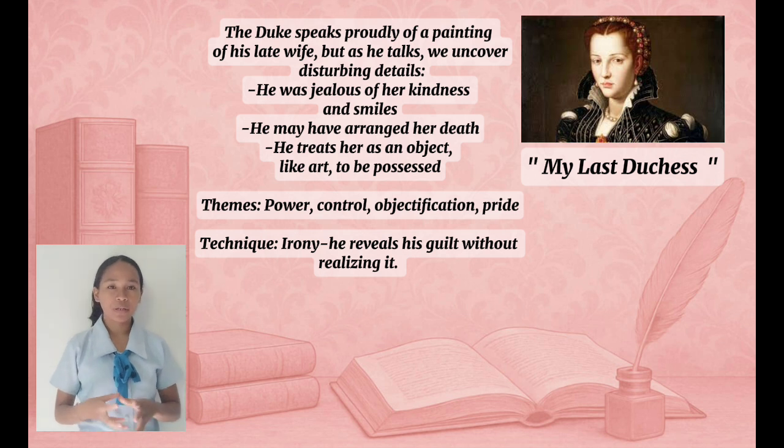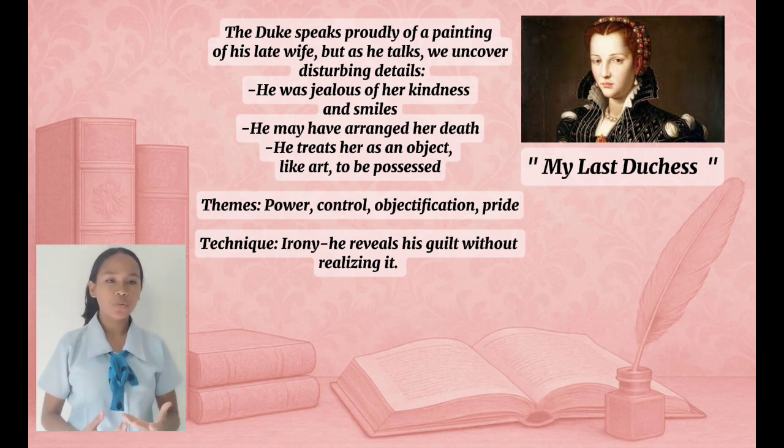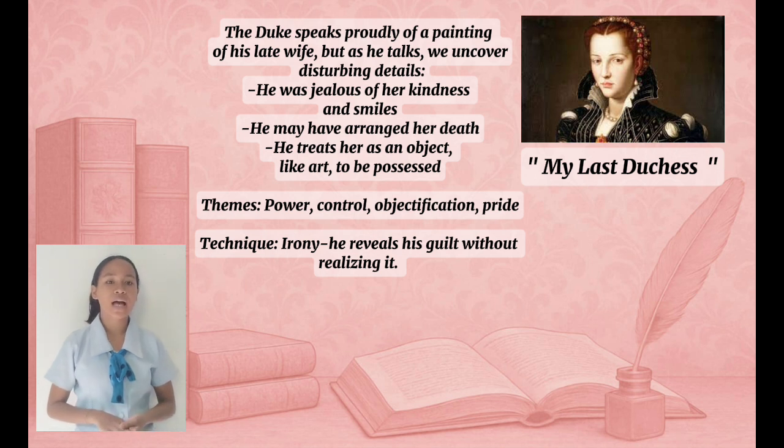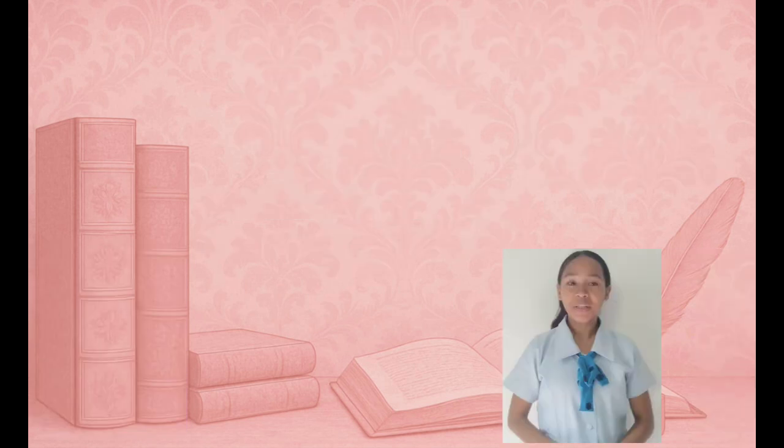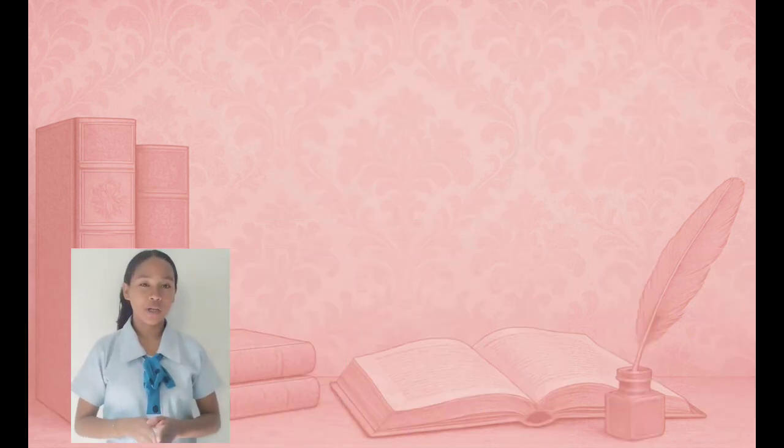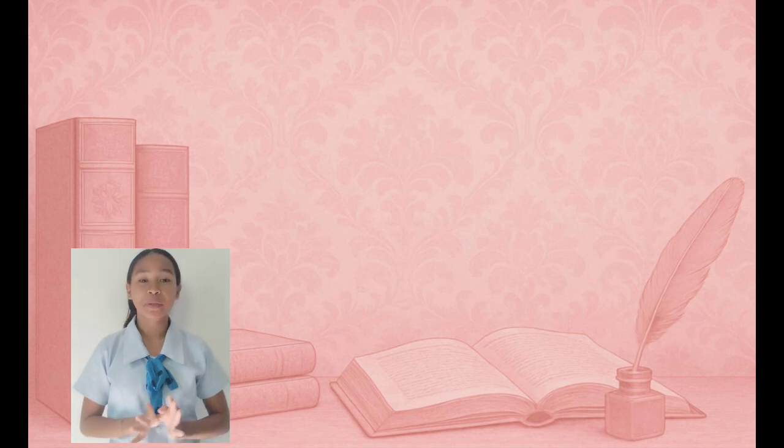So for elaboration, the poem shows how pride and power can ruin a relationship. The duke thinks he's just telling a story, but he actually reveals how cruel and possessive he is. Meanwhile, the second poem, also by Robert Browning, is Porphyria's Lover.